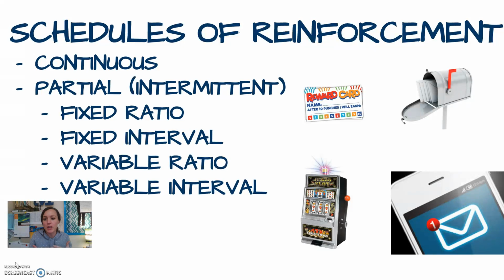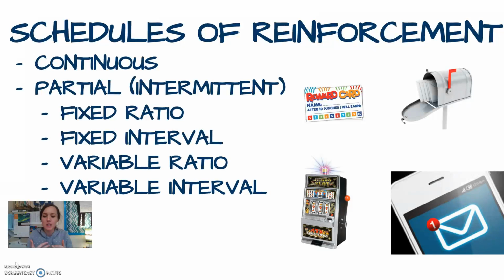The second big category of schedules of reinforcement is partial or intermittent reinforcement. These are reinforcements that are not given every single time. There are 4 different types where a reinforcement is issued, but it's not with every single behavior. So I break this up. If it says fixed at the beginning, that means that the reinforcement schedule is set. It is determined. Whenever this reward is being given, it is set.